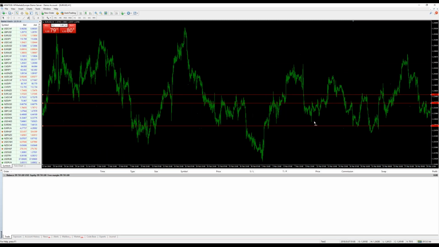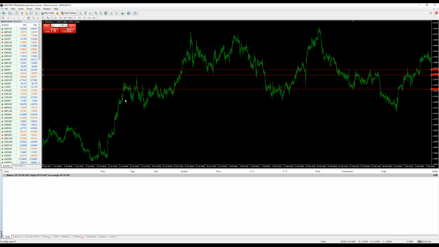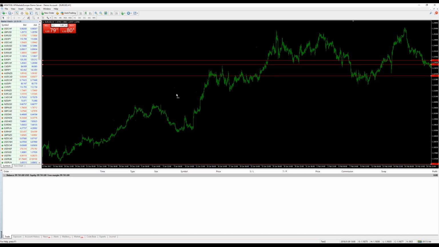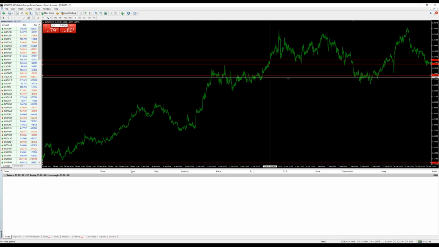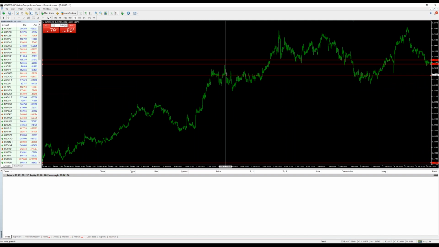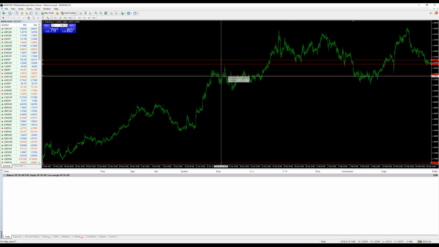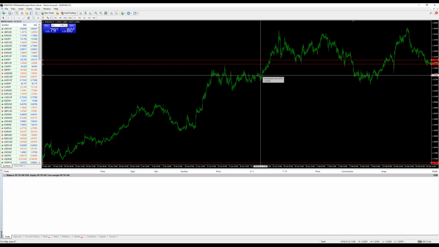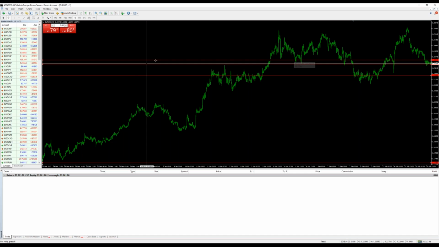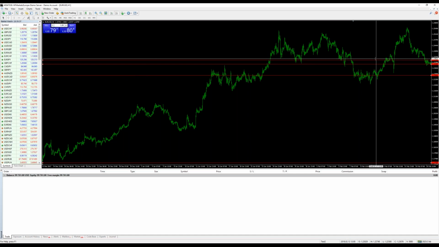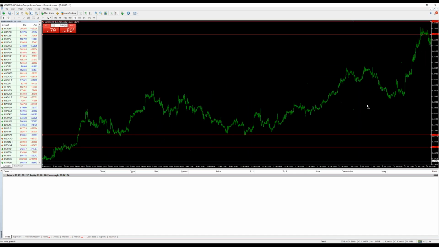Let's scroll further into the past. Let's see how these levels served. Okay, the lower level, you see a lot of times the price being repelled at these points. Again, exhaustion, indecision here. This level not too much because the price was not too much at this point. But you get the point, right?